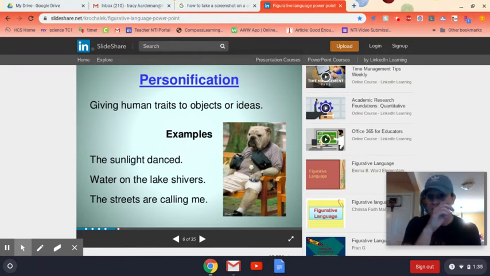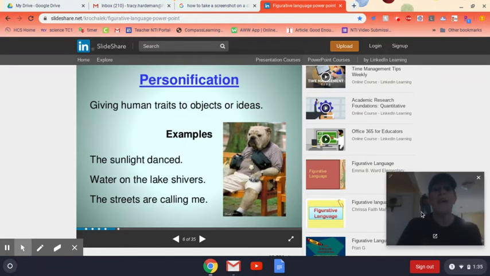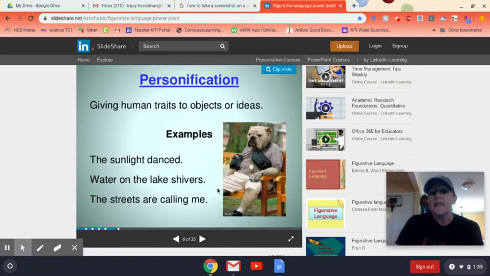A couple of the examples here were "the sunlight danced." Well, sunlight is not human, so it can't dance. But what that paints for you is the sunlight, sometimes if the rays are peeking through a window or going through something, and it looks like they're kind of moving across the room. "The water on the lake shivers." It kind of gives you an idea that the water's moving.